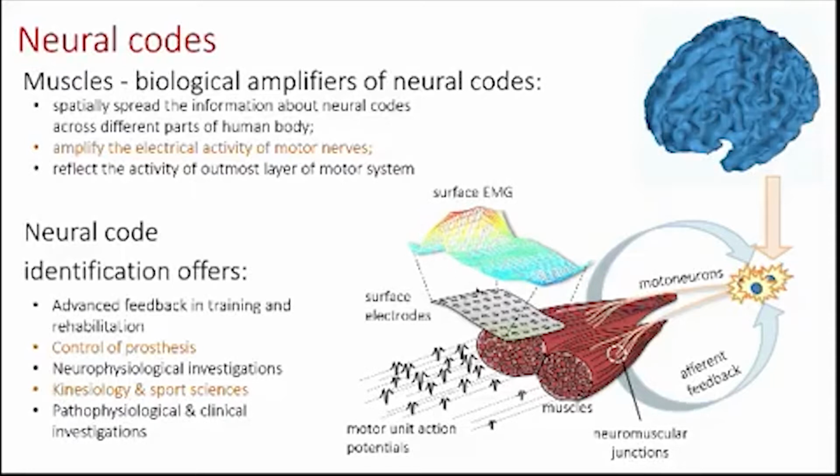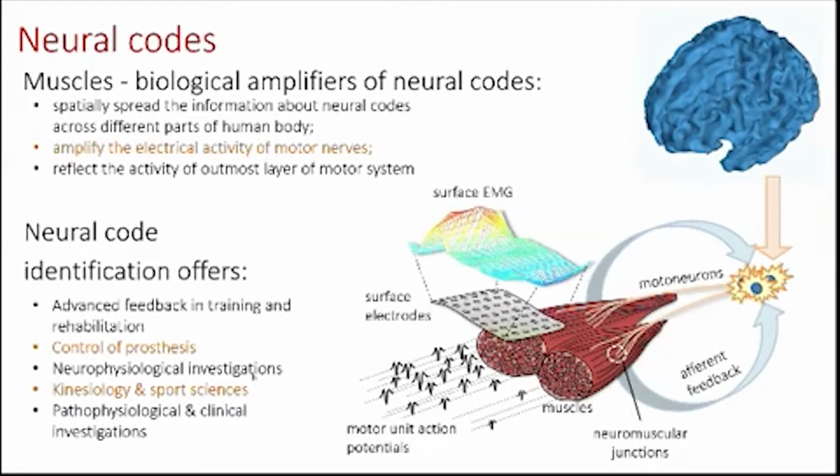But the problem here is that several hundreds of neurons contribute information that is mixed together. And what we have come up with in the last decade or so is a technique that decodes, demixes this information from the surface of the skin and allows you to see the individual neural codes.